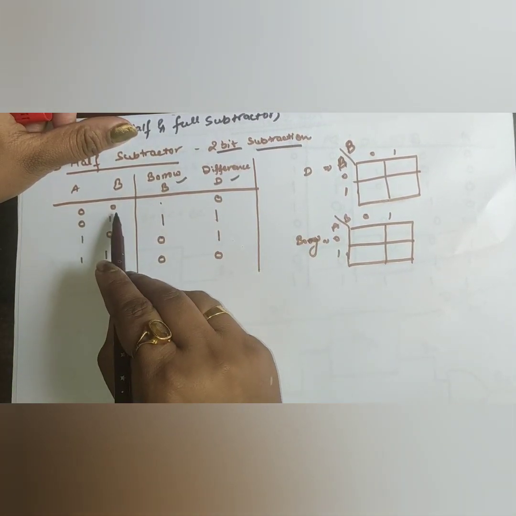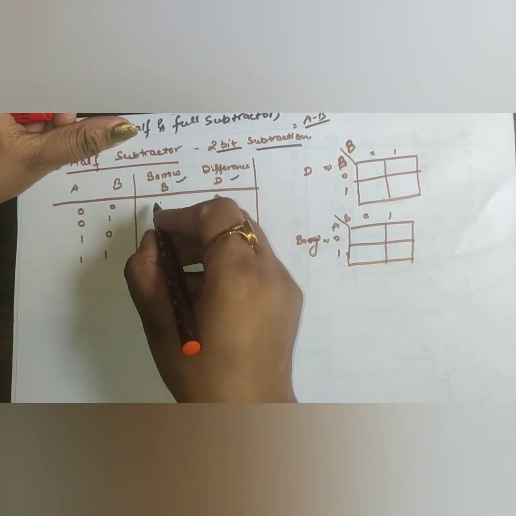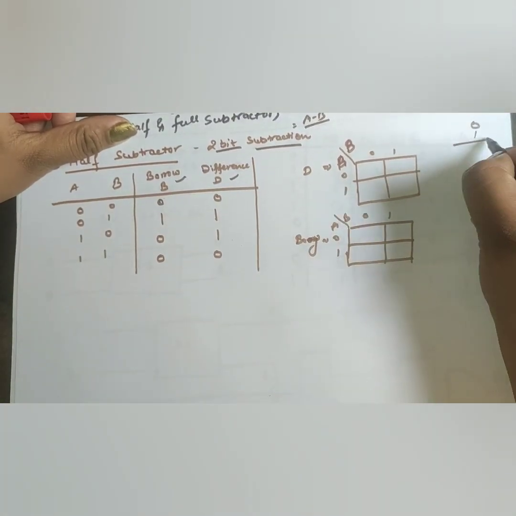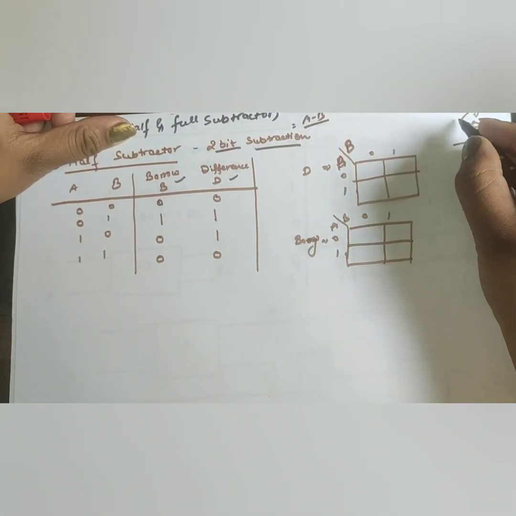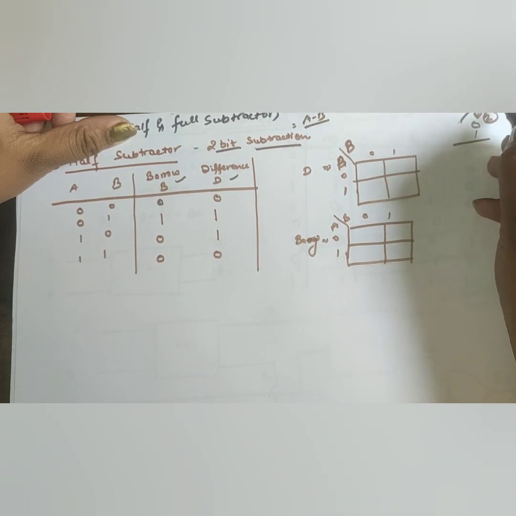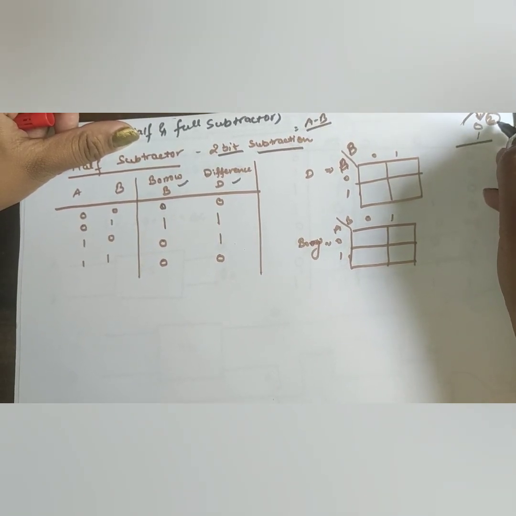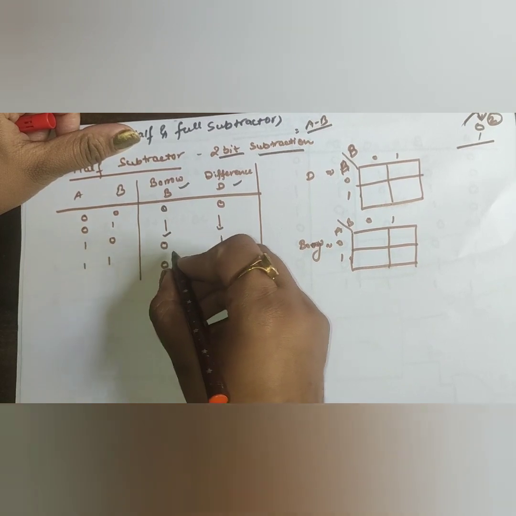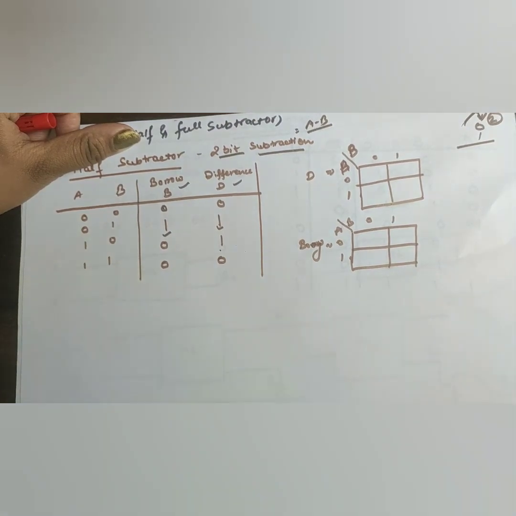So 0 minus 0, that is A minus B, is 0, and borrow is 0. For 0 minus 1, we should take a borrow. So borrow is 1 and difference is also 1, because in binary we take the base 2; I have shown you earlier how to subtract binary numbers, you can go there. So when we take a borrow, 2 minus 1 is 1, the difference is 1 and borrow is 1. 1 minus 0 is 1, with borrow 0 and difference 1. And 1 minus 1 is 0, and borrow is also 0.